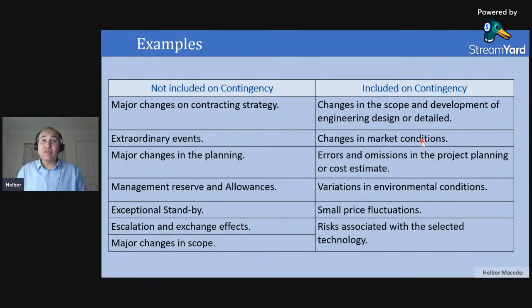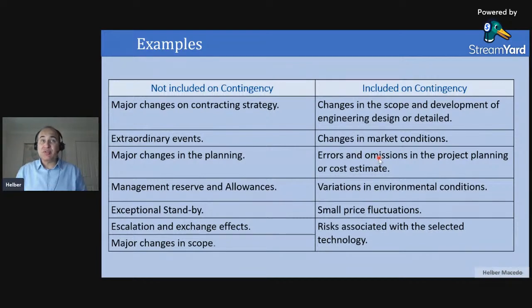Change in the market conditions. If the market gets a bit more hot, of course the contingency will be able to cover it. But if we have a pandemic or a war that will change the market conditions a lot, contingency will not be able to cover it. But small fluctuations in the market in a normal scenario, contingency will be able to cover this type of thing.